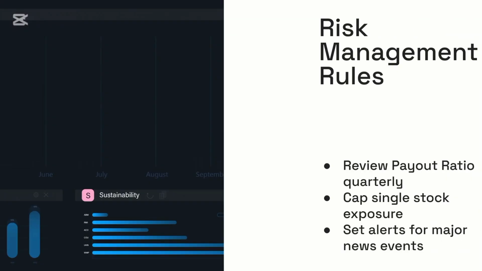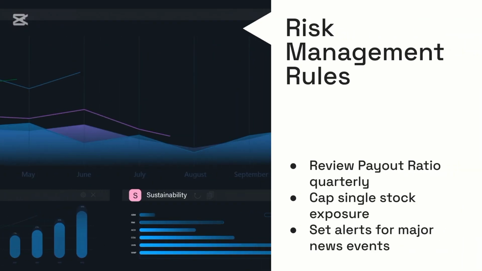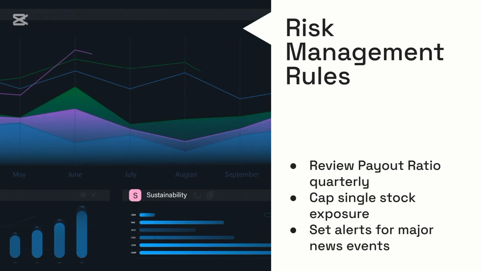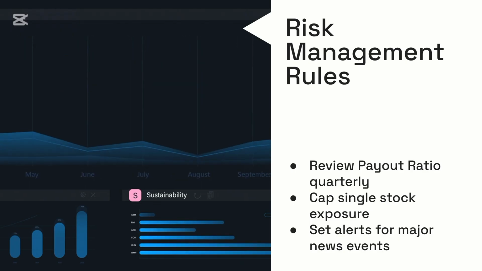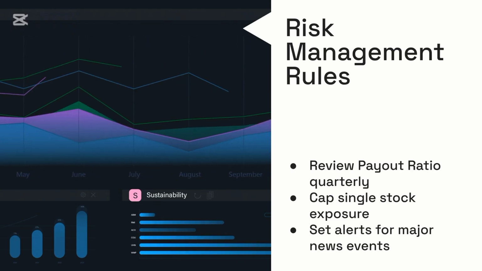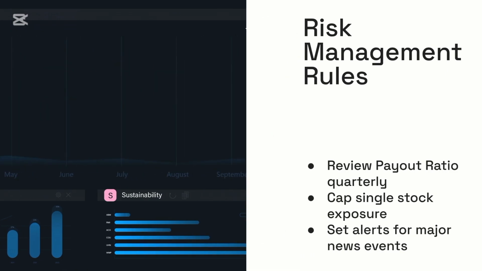Even with automation, risk management is essential. Regularly check the payout ratio of your holdings and set strict limits on how much capital you allocate to any single stock to protect your portfolio.